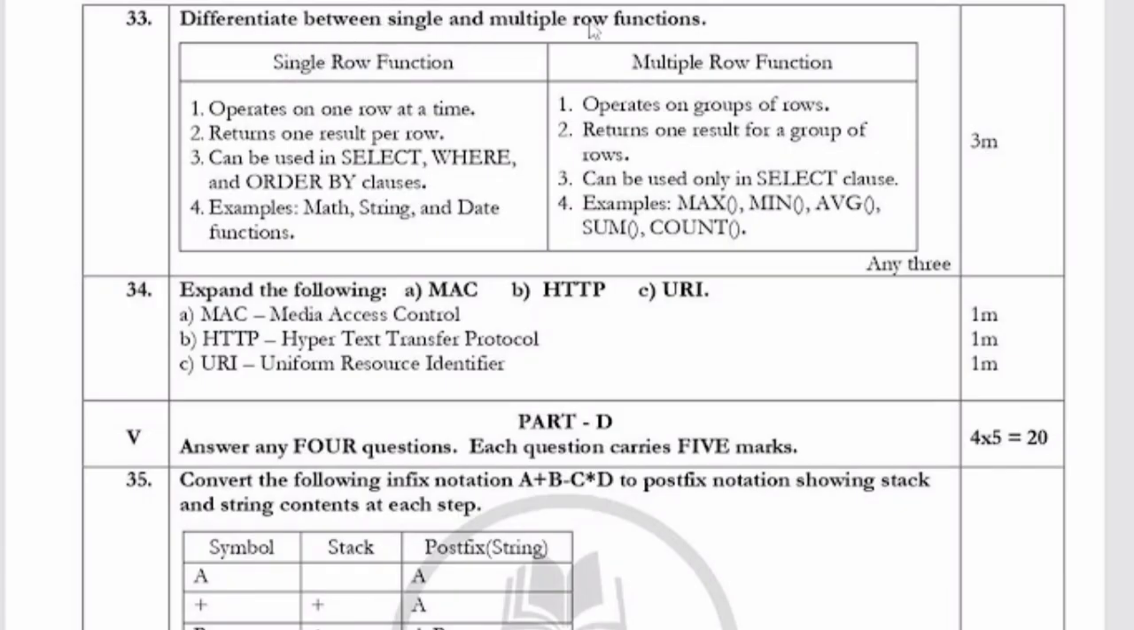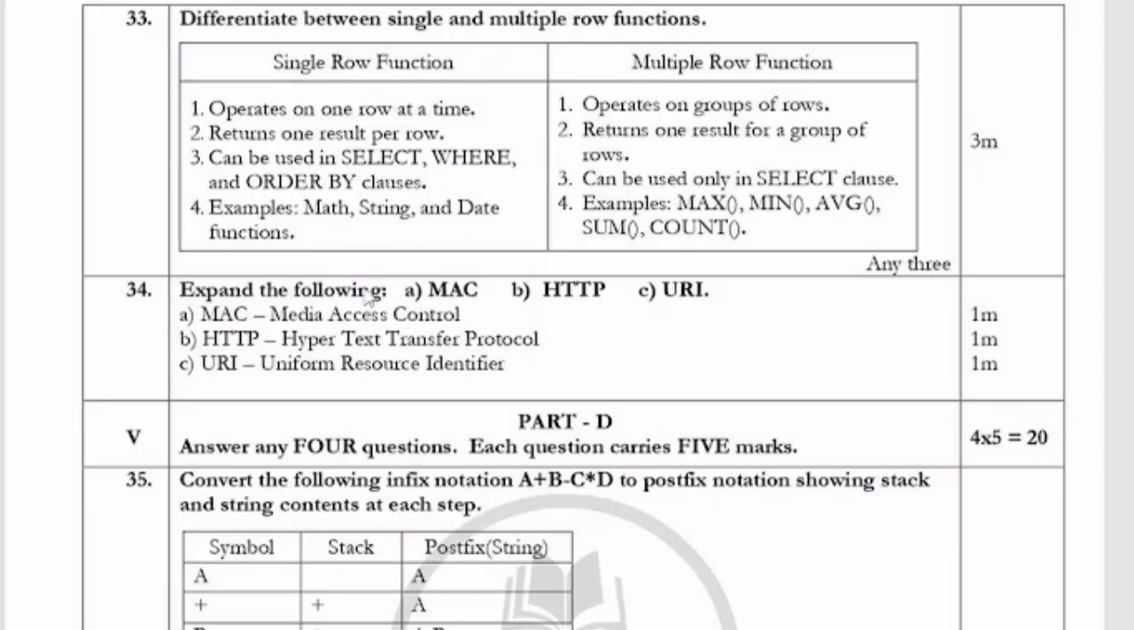Differentiate between single and multiple row functions. In the last question paper also we have solved this. Please go through this. Single row functions operate on one row, multiple row functions operate on a group of rows. It returns one result per row. It returns one result for a group of rows, depends. Example, math, string and date functions. Example, max, min, average, sum, count. It can be used in select, where and order by clauses. It can be used only in select clause. These are the differentiation between the single row and multiple row functions.